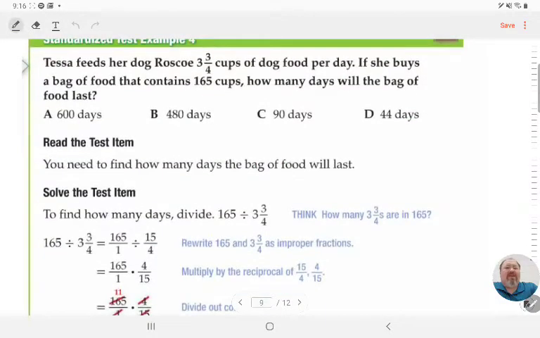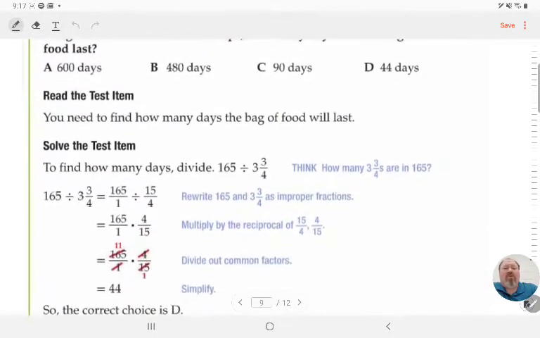So let's take a look at a word problem. It says Tessa feeds her dog Roscoe 3 3/4 cups of dog food per day. If she buys a bag of food that contains 165 cups, how many days will the bag of food last? Well, we know that we have a total of 165 cups, and we know each day it's 3 3/4 cups. So we could just take 165 divided by 3 3/4.